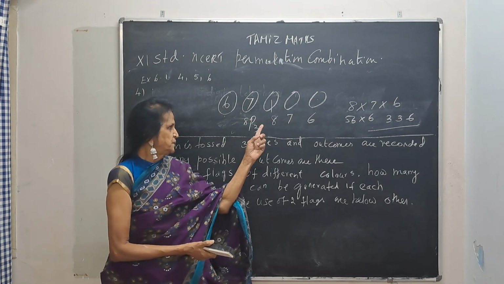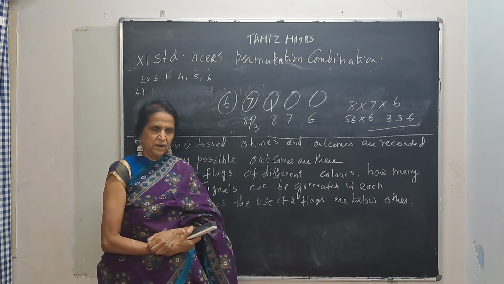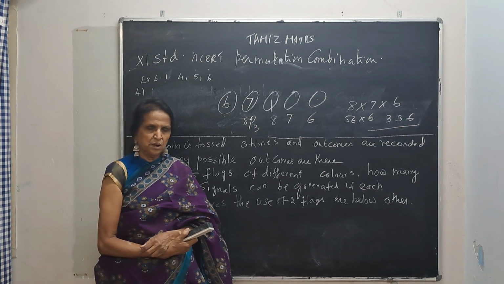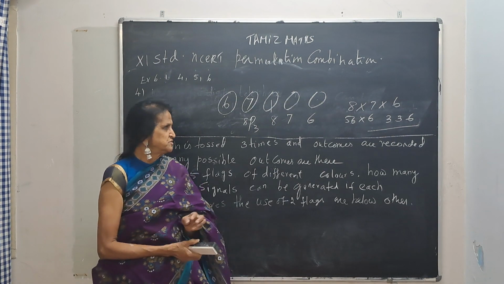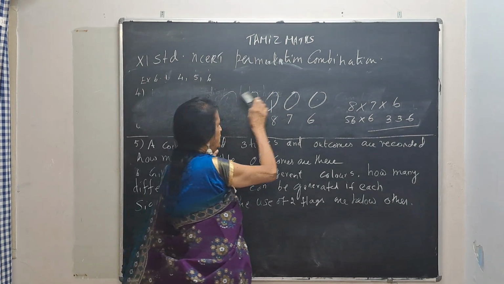Or you can say this place can be filled in 8 ways, next 7 ways, next 6 ways. One action, 8. Next action, 7. Third action, 6. So the total number, where you do all the actions, is 8 into 7 into 6. Fine? This is this problem. Now I go to the next question.